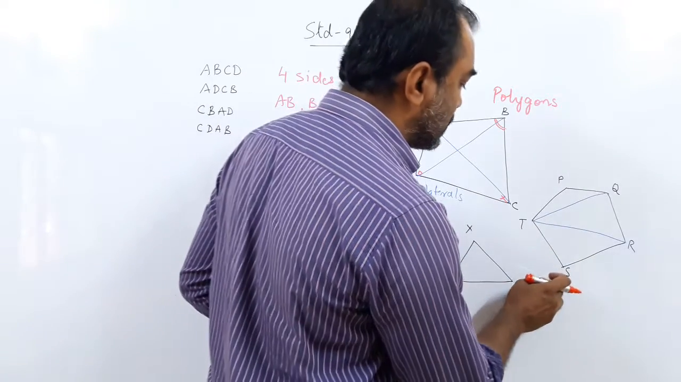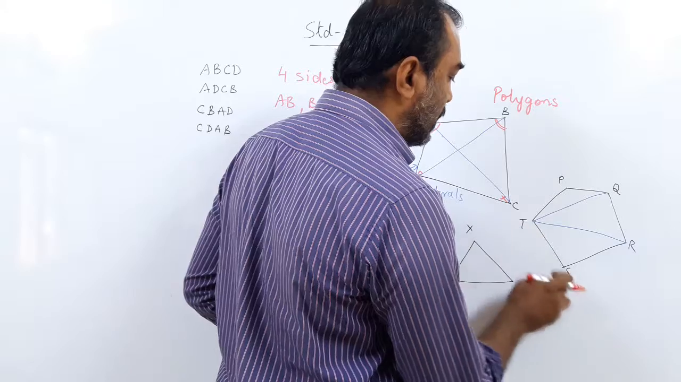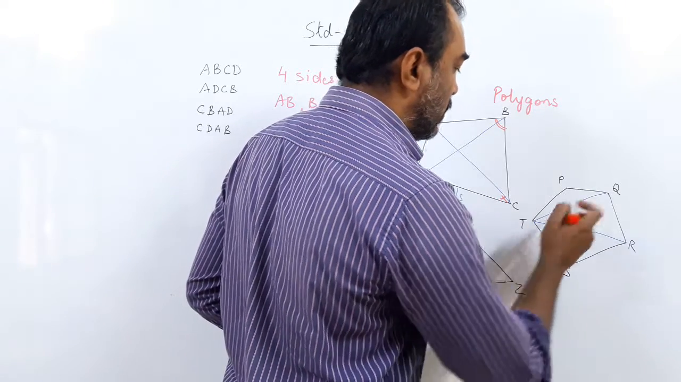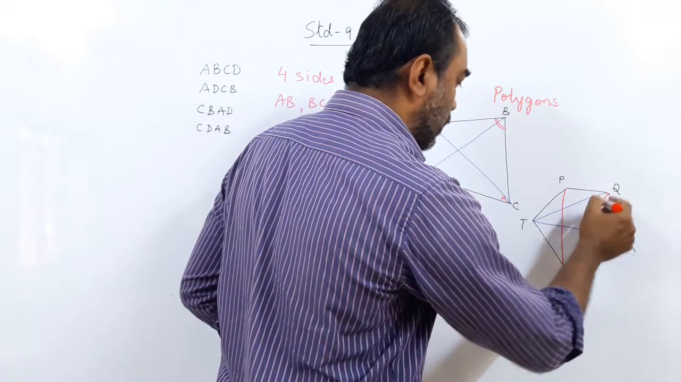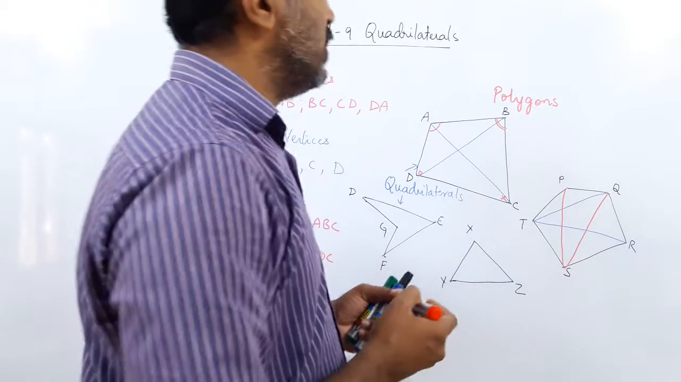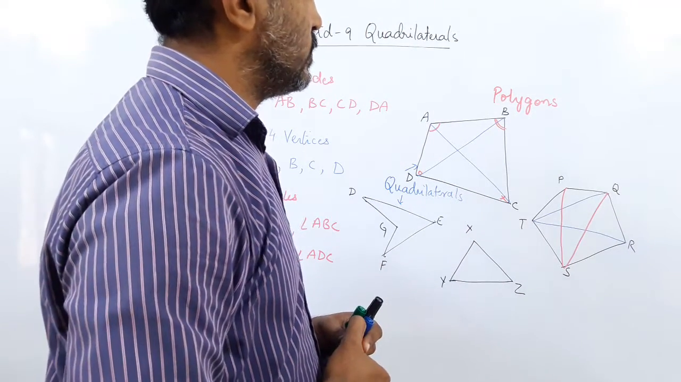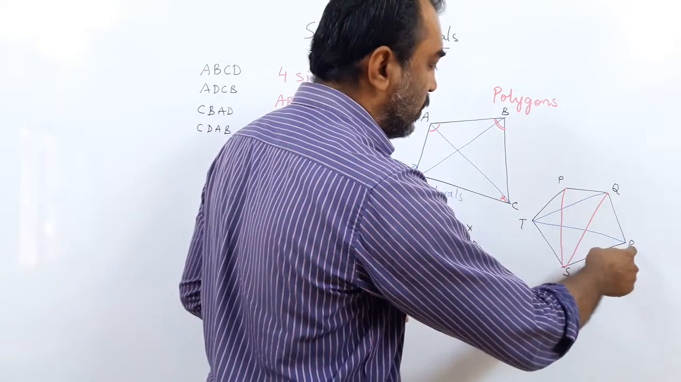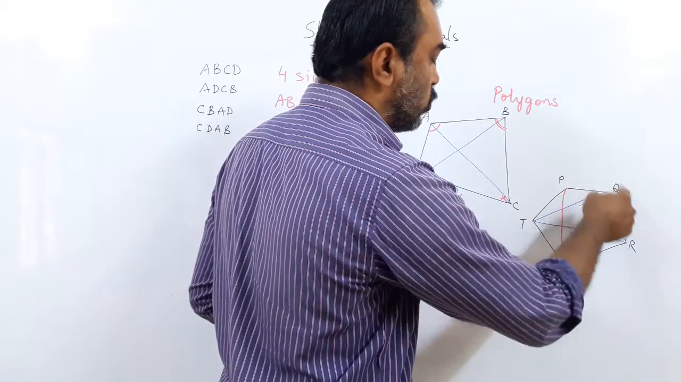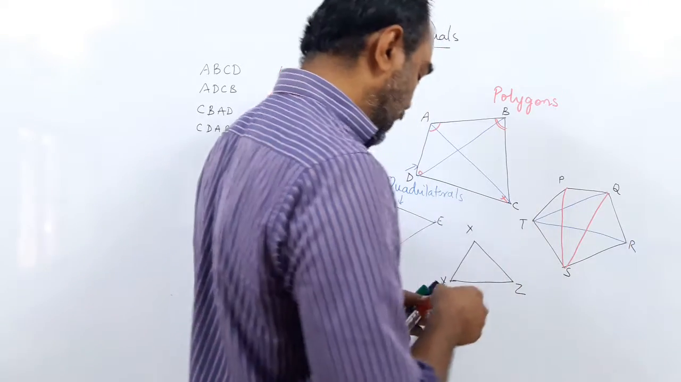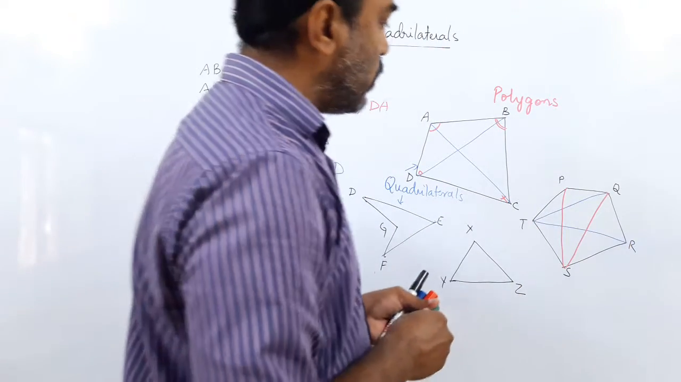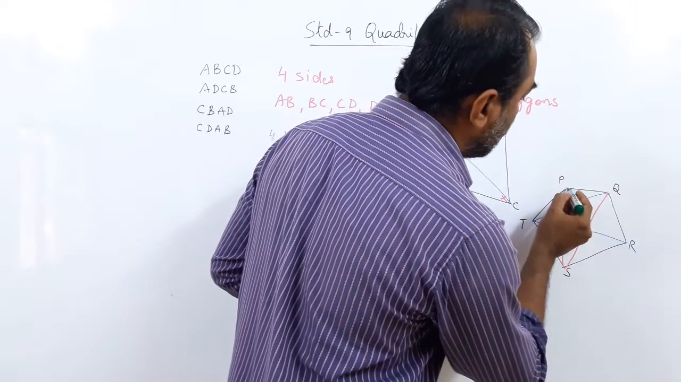From the point S I cannot go to T, I cannot go to R, they are adjacent. But I can go S to P. So SP and QS are two diagonals which can be drawn from S. From R, I cannot go to S, I cannot go to Q, they are adjacent. But from R I can go to T, which I have already done. So from R I can now go to P.